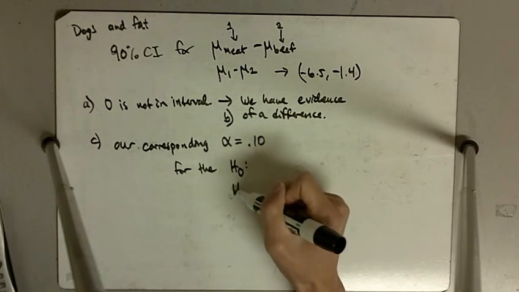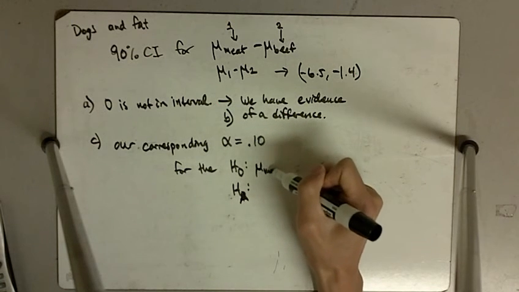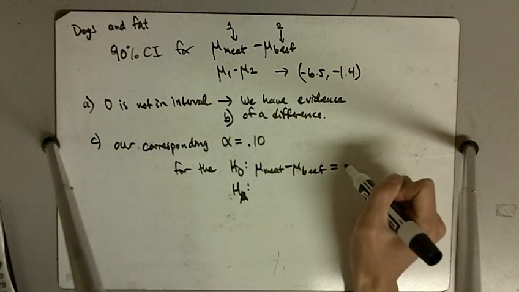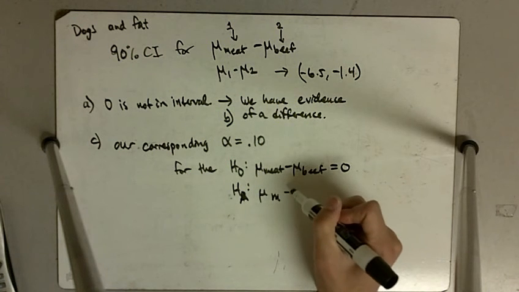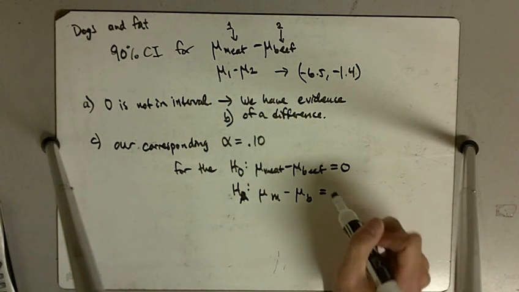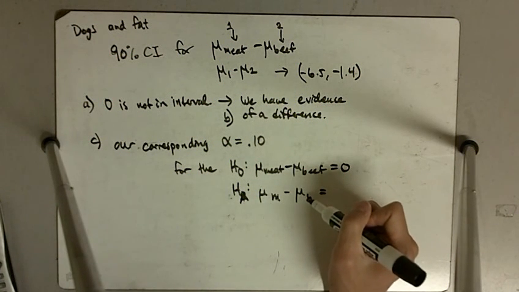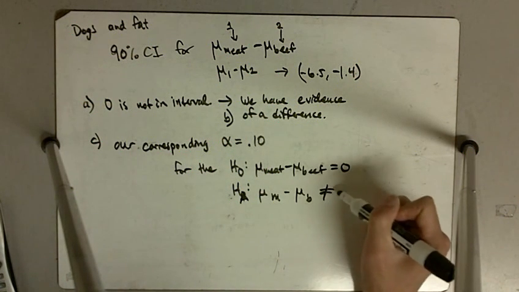where we've got the null and the alternative. This is mu meat minus mu beef is equal to 0 versus, I'm just going to abbreviate, mu meat minus mu beef, the average fat content of meat hot dogs minus the average fat content of beef hot dogs, is not equal to 0.